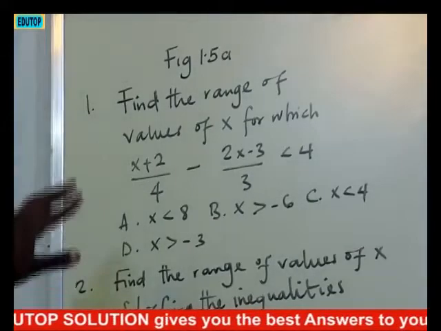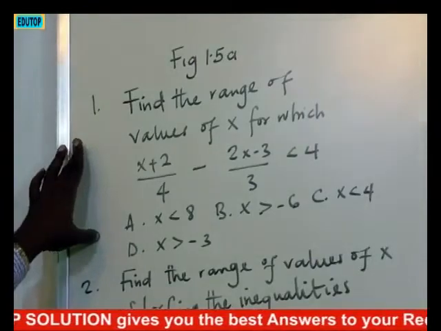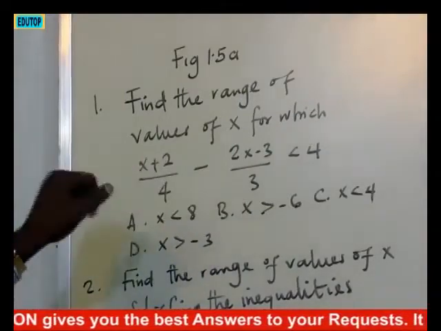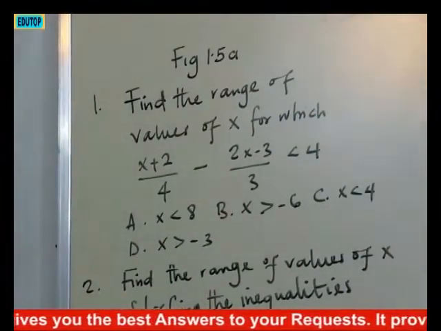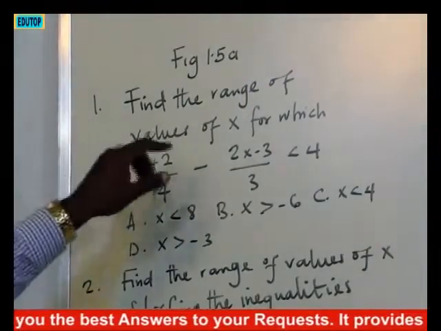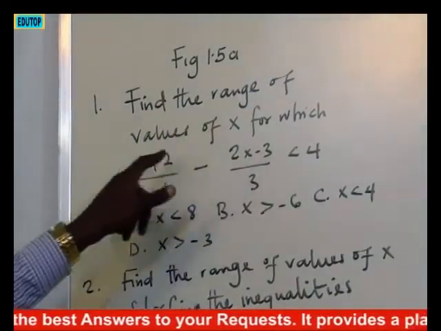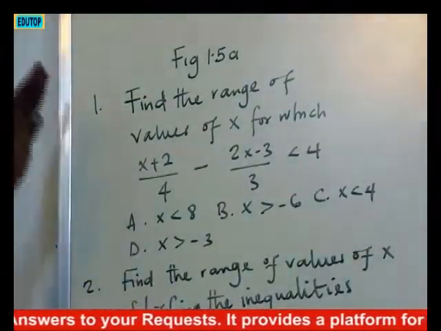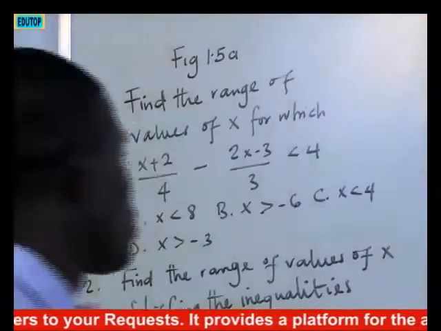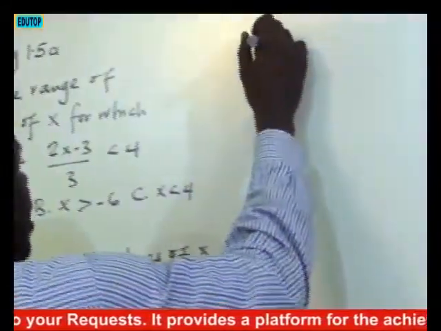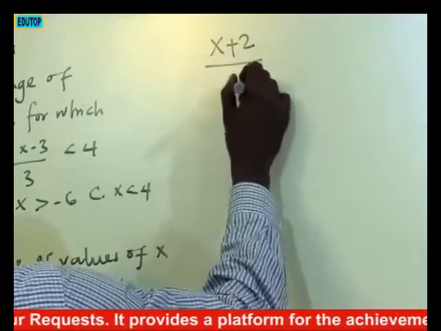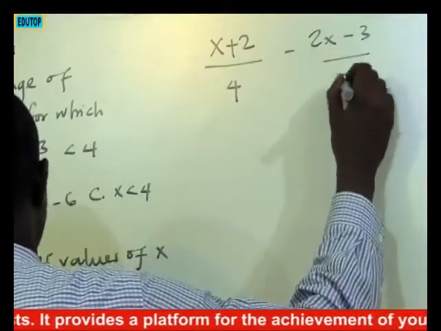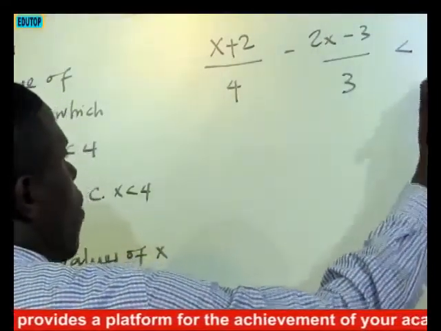Now, the 12 UTME questions designed for this topic are shown in figure 1.5a on the board. So the first question asks us, find the range of values of x for which this is less than 4. So we have our options. These are UTME questions. So the first question says x plus 2 over 4 minus 2x minus 3 over 3 less than 4 over 1.